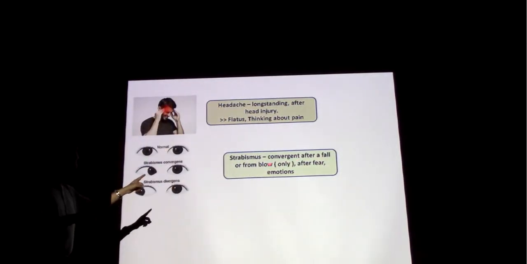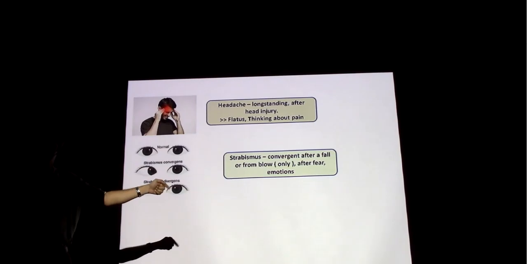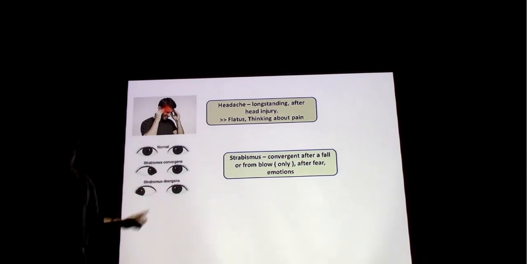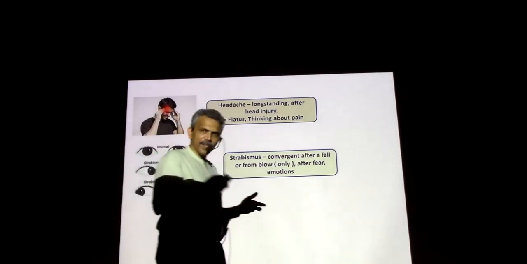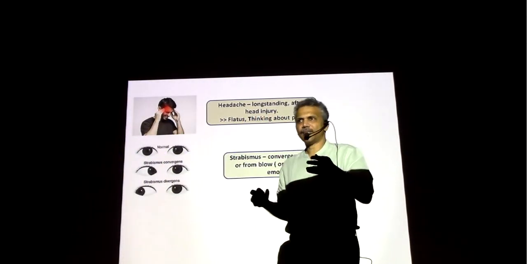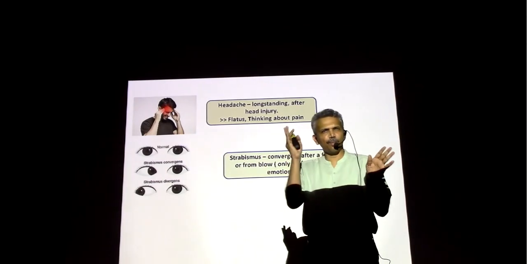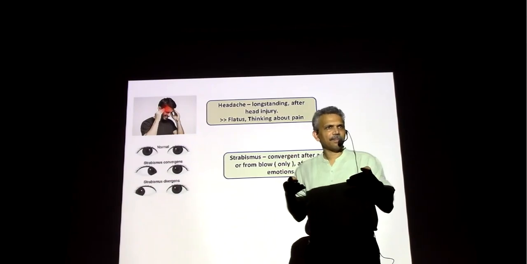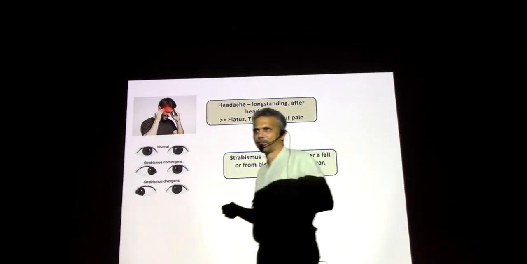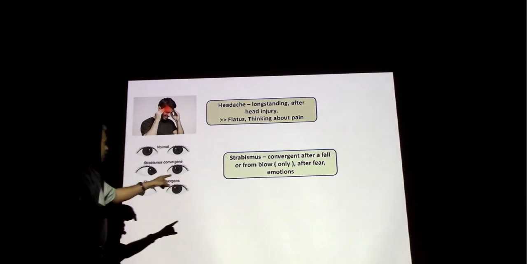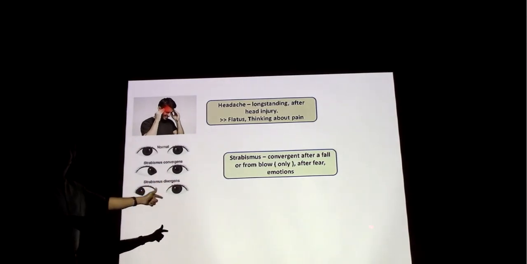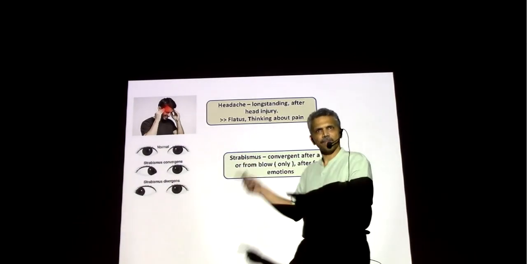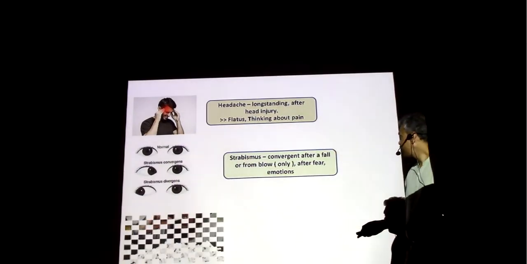The only remedy for convergent squint after a fall or after a blow. So if you're lucky, tomorrow the squint was not congenital, he was absolutely fine, he had a blow or an injury, and then he started with convergent squint. Single remedy is CICUTA. Squint after fear, squint after emotions. You have some 2-3 remedies mentioned in your repertory. This is one such remedy, CICUTA.